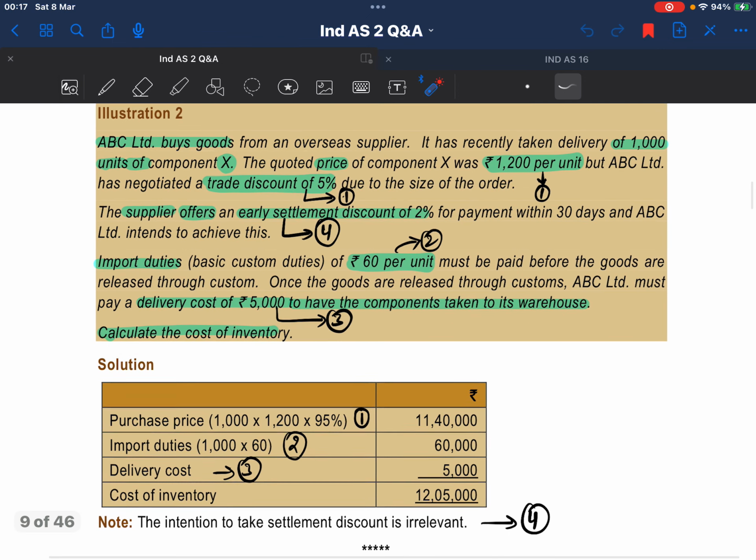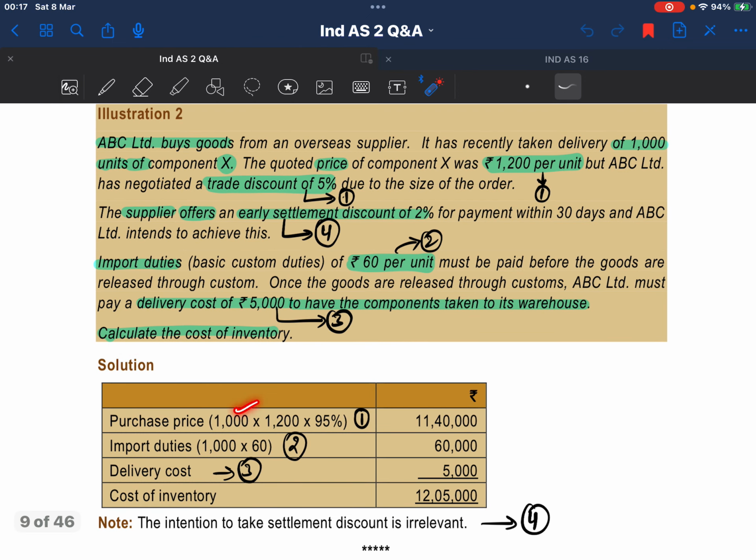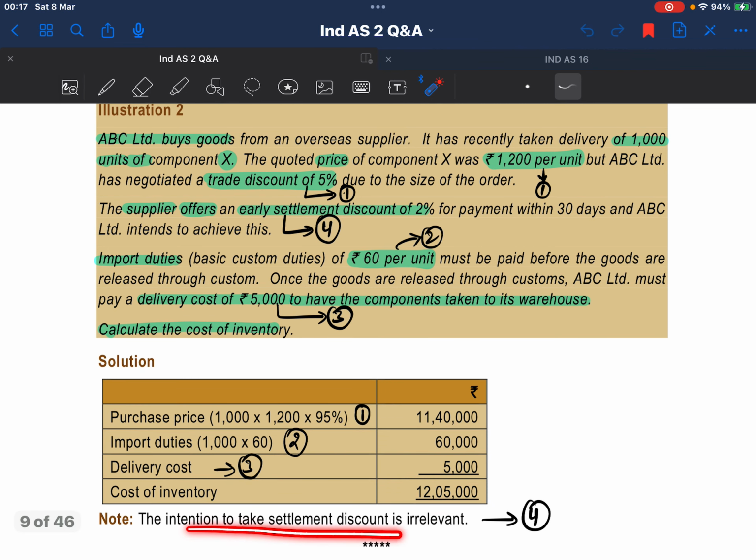Calculate cost of inventory. Purchase price, which is 1000 into 1200 into 95%, reducing the trade discount. Import duties are also added. Delivery cost is also taken, which gives a total of 12,05,000. The intention to take the settlement discount is irrelevant. Settlement discount is not included.